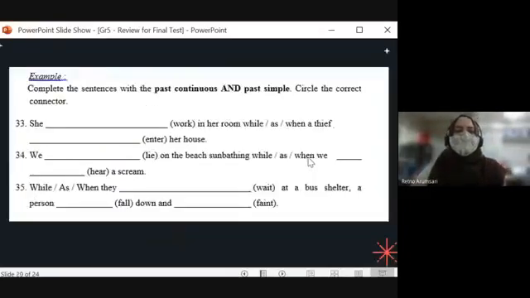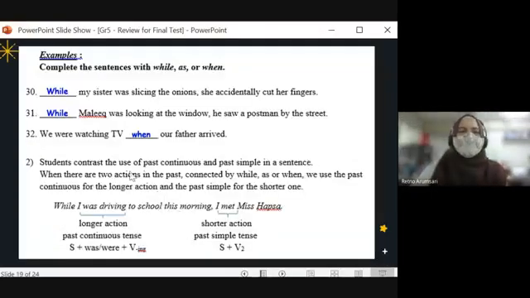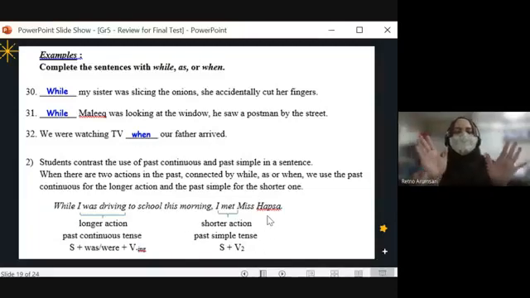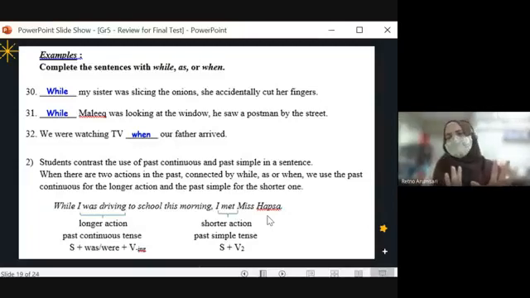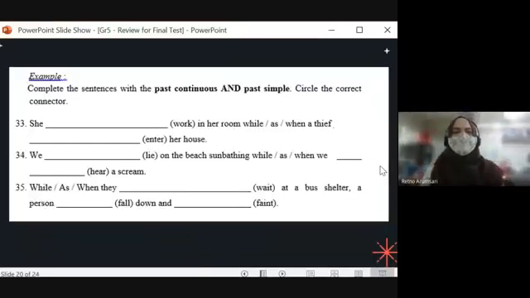Okay? Now, what is past continuous for? Past continuous is for expressing the longer action. And the past simple is for the shorter action. Those actions happen at the same time, but there was a longer action and there was a shorter action. Okay, happens at the same time. Now, complete the sentences with the past continuous and past simple. Circle the correct connector. Let's go to Raka Kemal. Number 33, Raka Kemal.